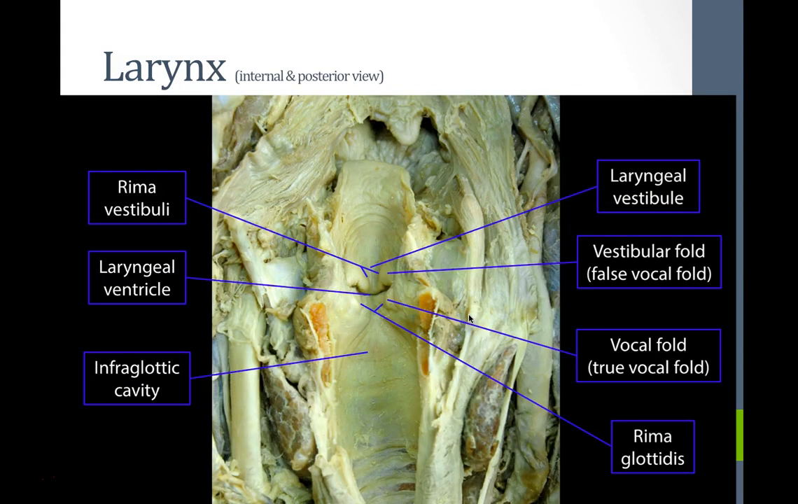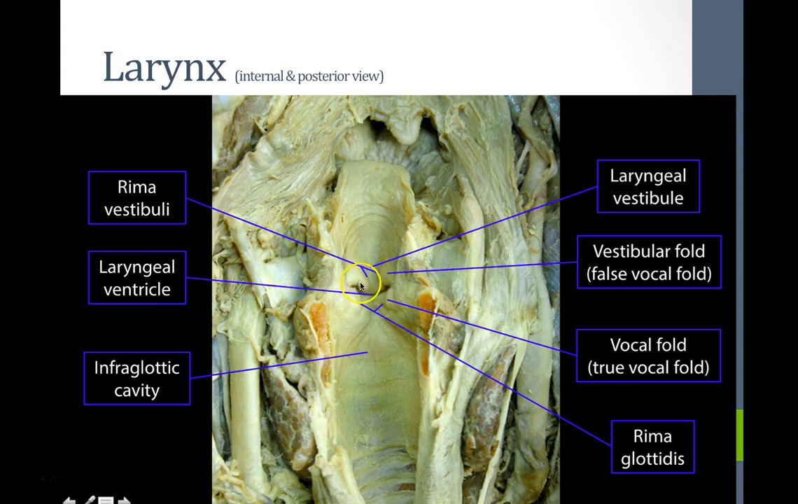Now this is a really interesting dissection. In order to see this view, they have disarticulated the skull and cut away the pharynx so that basically we're looking at an internal view of the larynx. So over here would be your epiglottis, and we could do this dissection on one of the free cadavers that we have at Rush as well. So here's your epiglottis, and I wanted you to be familiar with what these spaces are called.